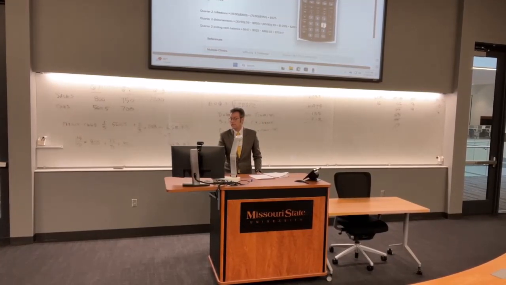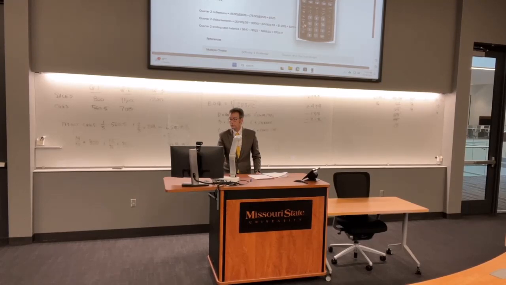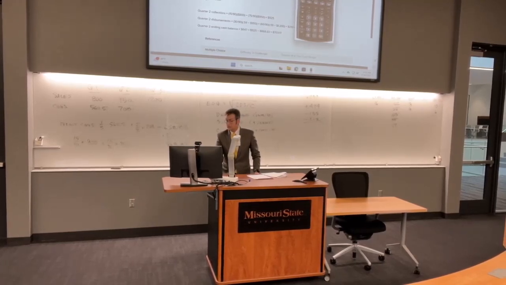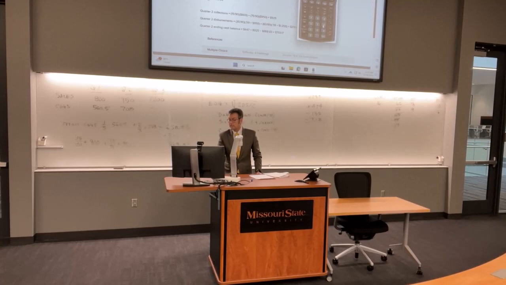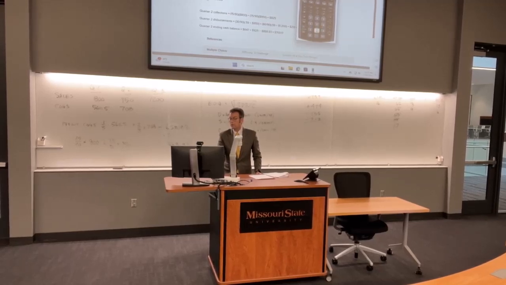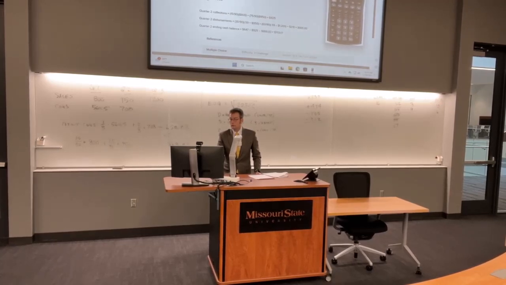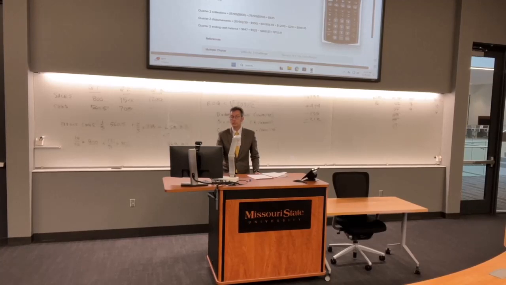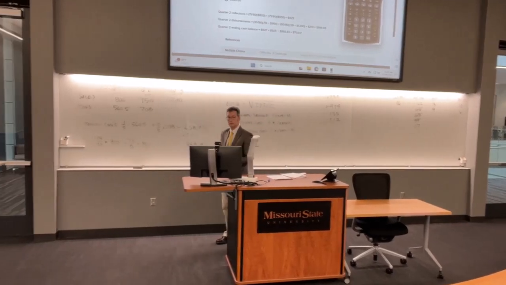800 divided by 6 is equal to, store 1. And then 5 divided by 6 multiplied by 950, store 2. Recall 1 plus recall 2 equals. I'm getting 925, which is what they get too. Does that make sense?